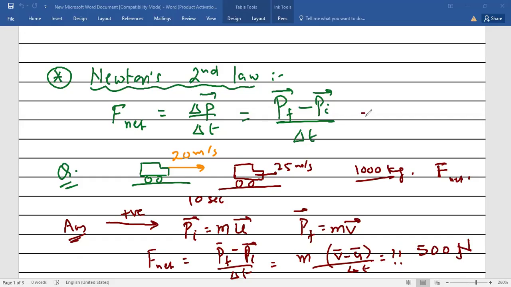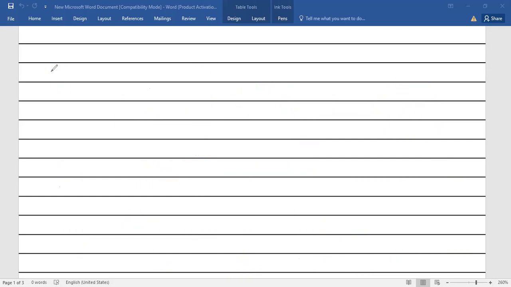There is something that you should know, that people do write that net force is equal to m into acceleration, but this is a special scenario. So what is the general scenario? General scenario is, we know that net force is equal to delta P by delta T. That's okay. Then you write down delta (mv) by delta T. That's also okay.